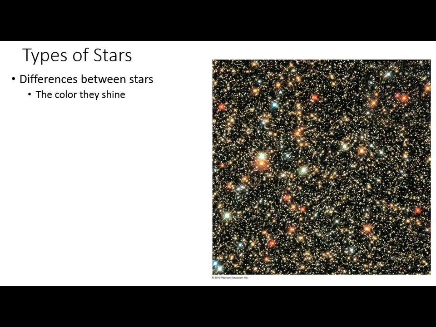So we see different colors. We see different intensities. We see bright stars, we see dim stars. And they're telling a story with regard to their color and their brightness.